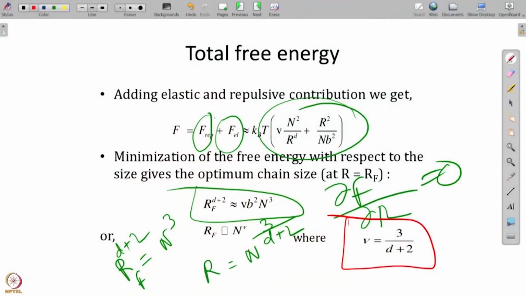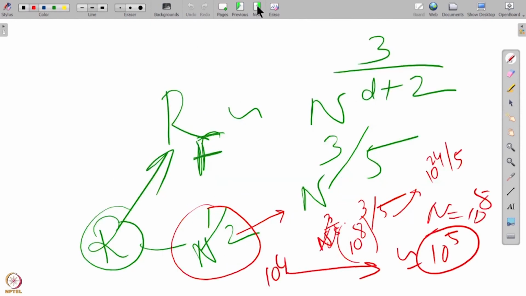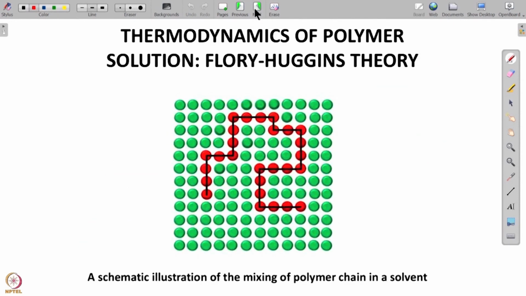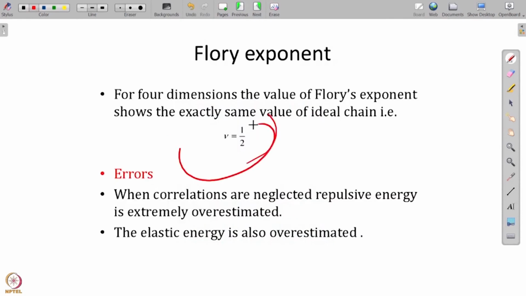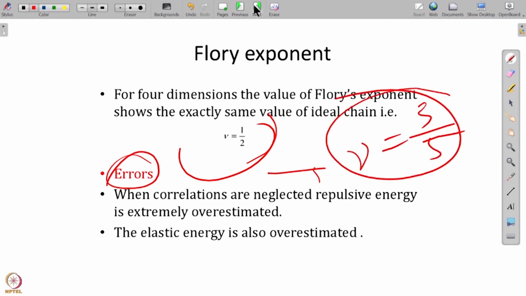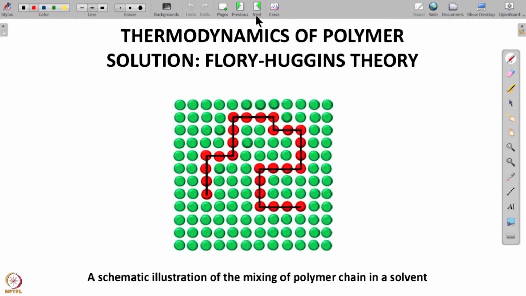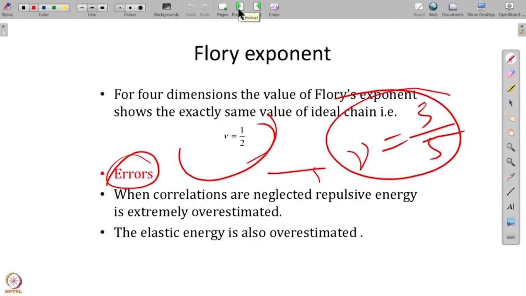So for Flory, R equals n to the power nu, and nu is the Flory parameter, nu_F is 3 by (d plus 2). So Flory got everything correct. This is amazing, Flory got everything correct. The Flory exponent we got: for the ideal chain nu is half, and that is an underestimate, then it goes over to nu equal to 3 by 5 for three dimensions. And the thermodynamics of solution and Flory-Huggins theory we will do in the next class.